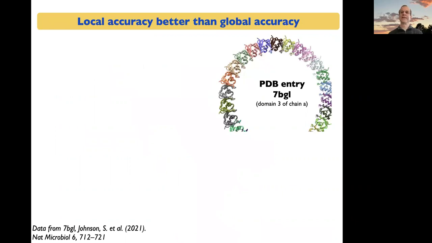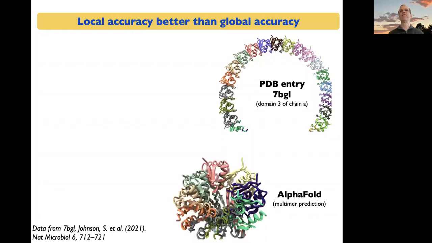So here's an example of the long distance relationships. Here's a structure, 7BGL, that was part of the CASP14 structure prediction competition. And this is just one chain shown as it appears in the PDB, domain 3 of chain A, makes a big ring. So here is the AlphaFold prediction. Wow, doesn't look quite like it.